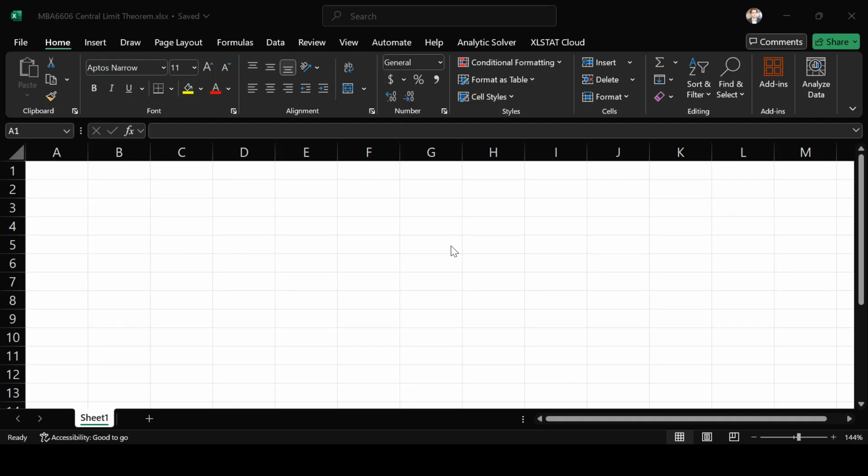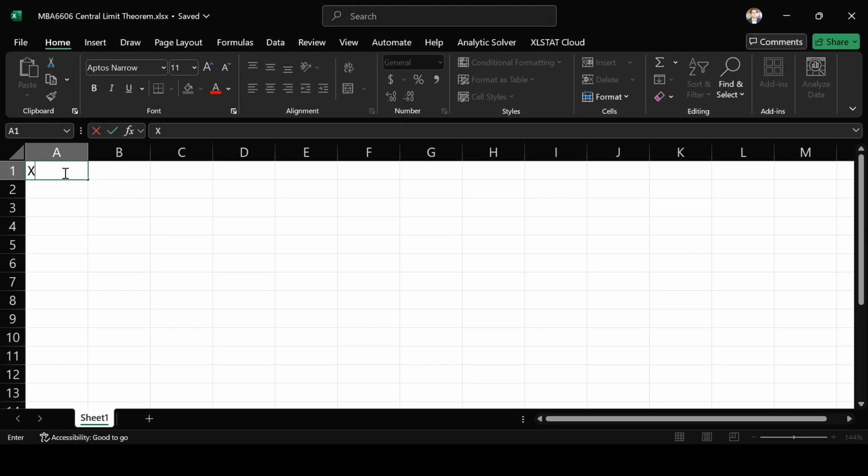Let us understand the concept of central limit theorem using this example. Let us consider a random variable x and let it represent the outcomes of rolling a dice.